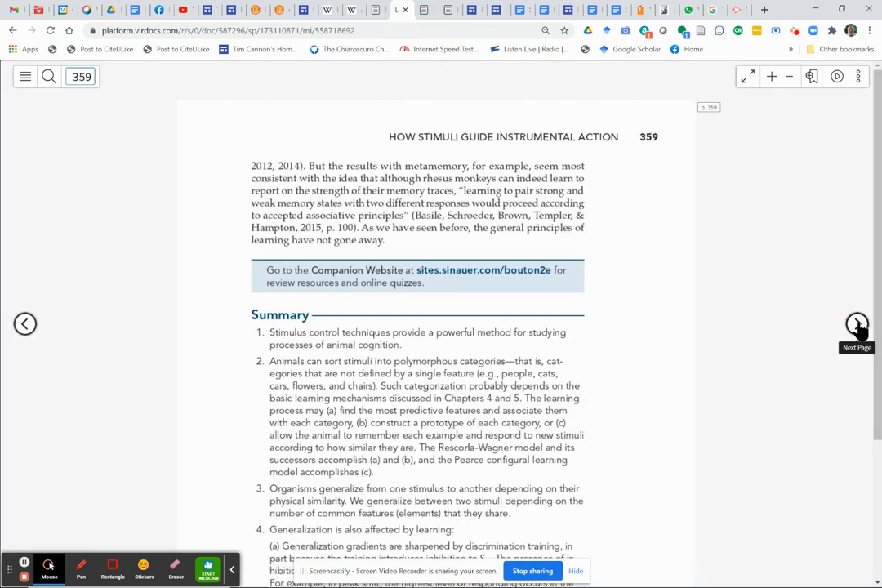And the results with meta-memory are most consistent with the idea that although rhesus can learn to report on the strength of their memory, learning to pair strong and weak memory states with two different responses would proceed according to accepted associative principles, in other words, not magical. And the old principles of learning before cognitive haven't gone away. They're still there.